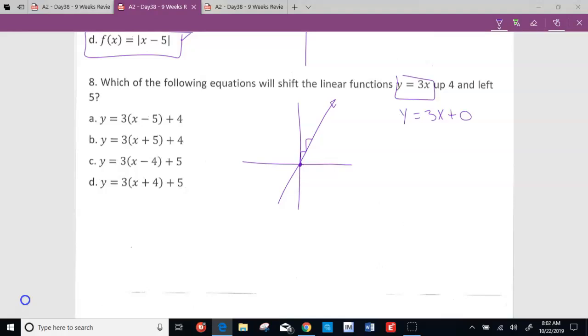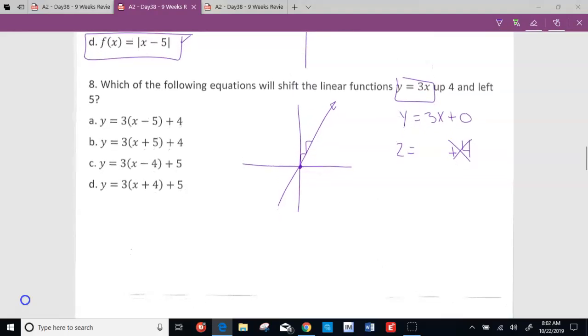What they want us to do is get a new equation, so let's just call it z, whatever. And then it wants us to have the same function, the same line, but it's going to be moved up 4, so it's going to have a plus 4 of a y-intercept, but left 5. Actually, I'll wait on that part of the equation, because that's still kind of an incorrect idea. Let me erase this really quick.